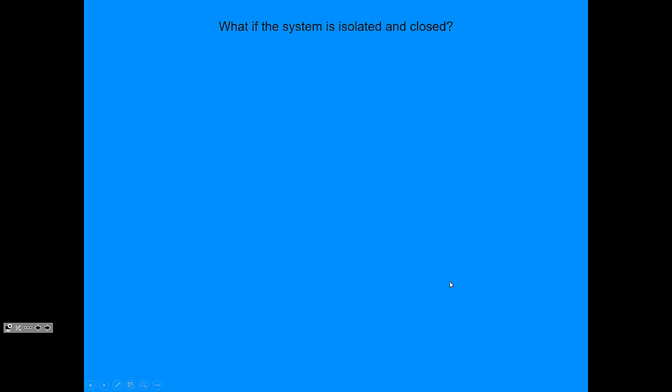Now, what if the system is isolated and closed? Remember that isolated means no external torques in this case. And closed means that the mass doesn't change. So I suppose no piece of the object breaks away or something like that. In that case, there would be no net torque. Any torques between pieces would be equal and opposite torques, Newton's third law, and those would cancel out.